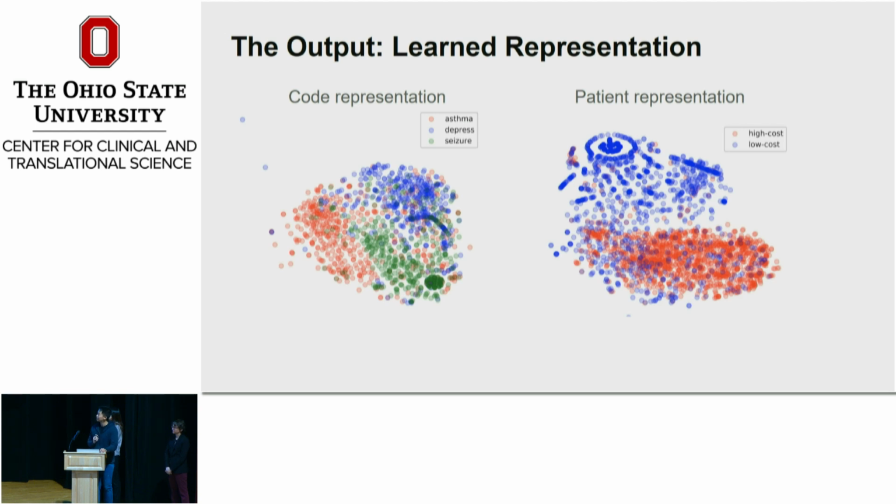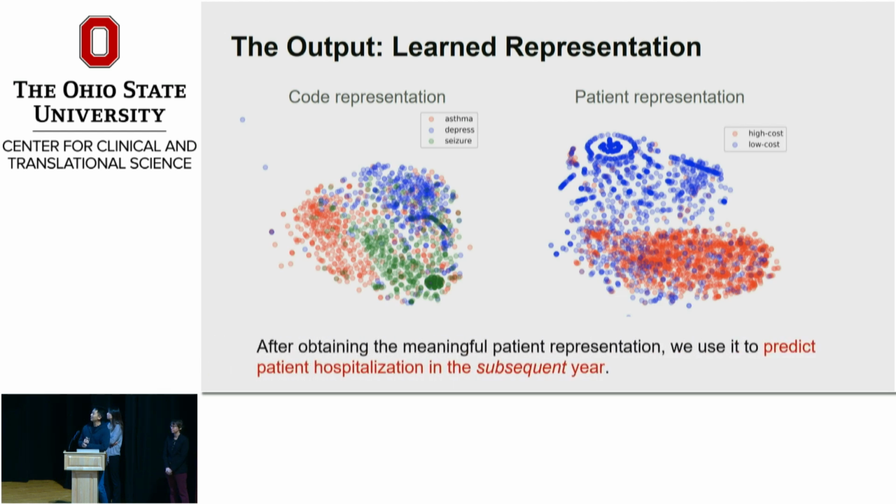And this is a slide that shows that we can learn some meaningful representation of the medical codes, medical visits, and patients. As you can see here, we can definitely see some clustering effects of different kinds of medical codes. Like the left-hand side, we have asthma, depressed, and seizures that are kind of separated in the 2D space. And then the right-hand side, the high-cost and low-cost patients are kind of separated as they're different, and that kind of shows that we can learn meaningful representation. And after obtaining the meaningful representation, we use it to predict patient hospitalization in the subsequent year.